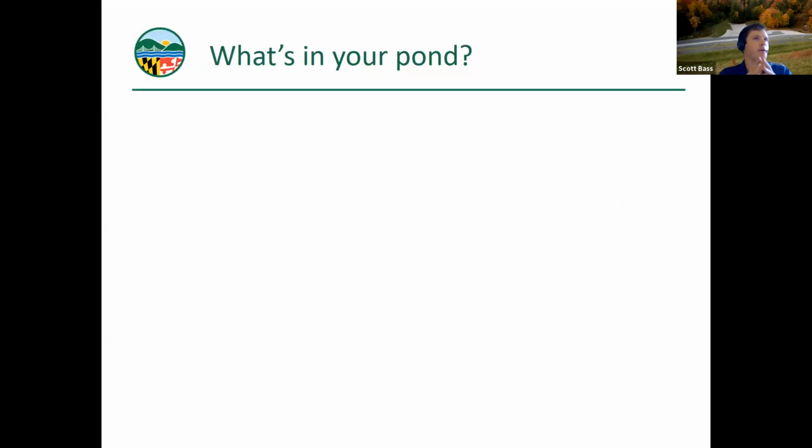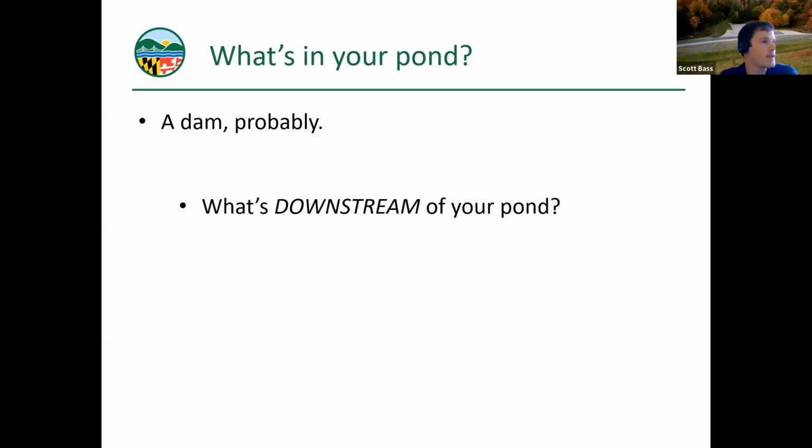So we have a group of presentations called What's in Your Pond? So what is in your pond? And a dam, probably. As most of you probably know, there are no natural lakes, and maybe with the exception on the Eastern Shore, very few natural ponds. So at the heart of every pond in the state of Maryland is a dam. But my presentation today is on what's downstream of your pond.